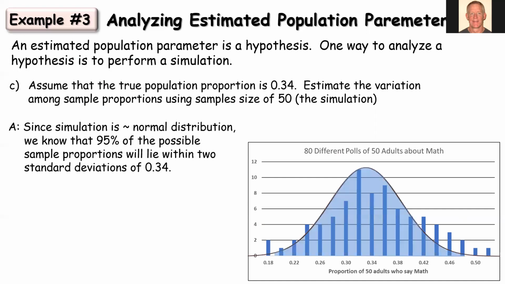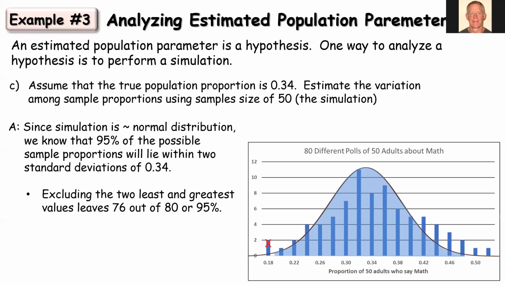So here we're going to put that normal curve back onto our data. And we know when we study normal distributions that 95% of the possible sample proportions will lie within 2 standard deviations of 0.34. If we go 2 standard deviations above and 2 standard deviations below the mean, that accounts for 95% probability. That goes back to that original chart we had developed for normal distributions. So let's take a look.